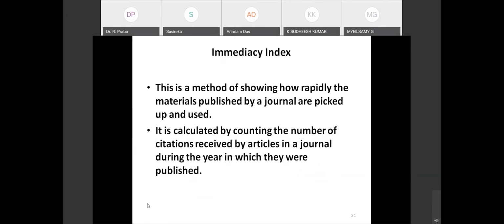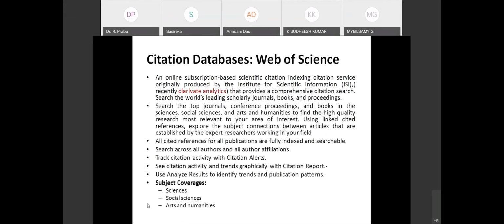Another is called the immediacy index. Earlier we saw that to know the impact factor, we have to take 2 years of citation data, so only once in 2 years are we able to identify the impact factor. But the immediacy index is a different method of showing how rapidly the material published by a journal is picked up and used. It is calculated by counting the number of citations received by articles in a journal during the year in which they were published. To know the immediate impact, we can use this immediacy index also.